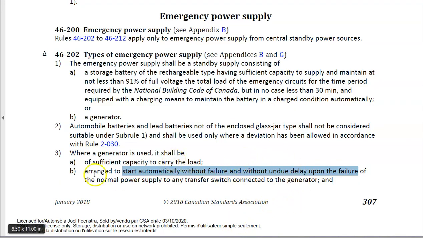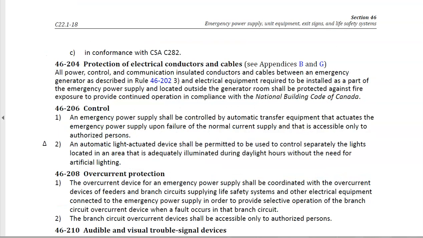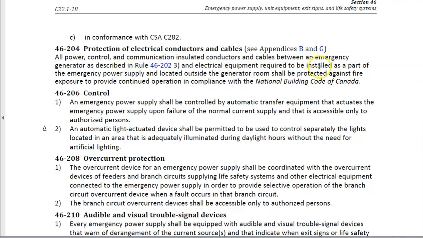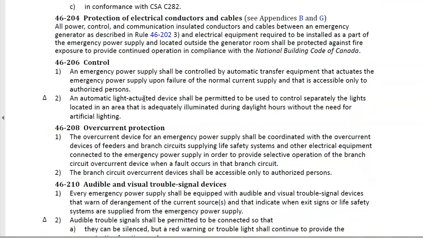So upon the failure, it has to start automatically upon the failure of normal power supply to any transfer switch that is connected to the generator, and then it has to be in conformance with the CSA standards. We'll skip past all of that there. That's protection standard. It has to be protected against fire exposure, so use your fire seal, etc.